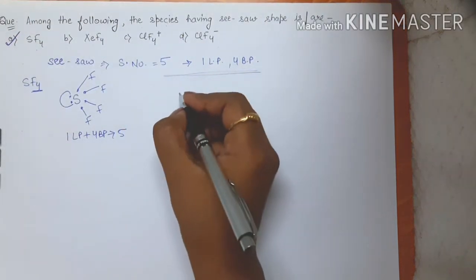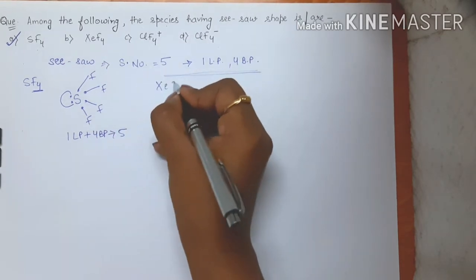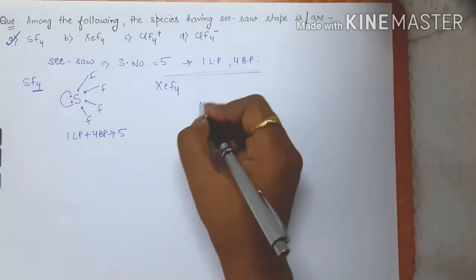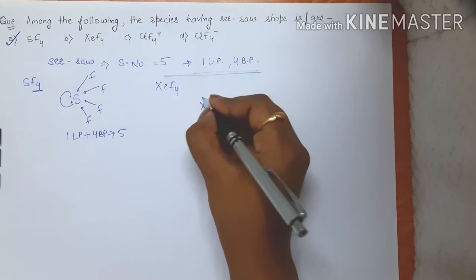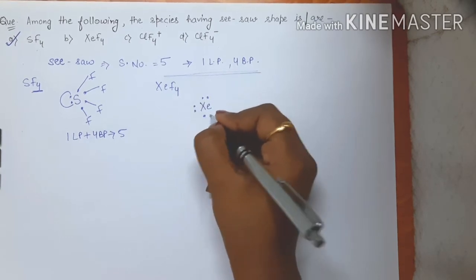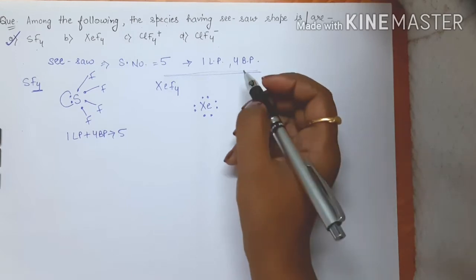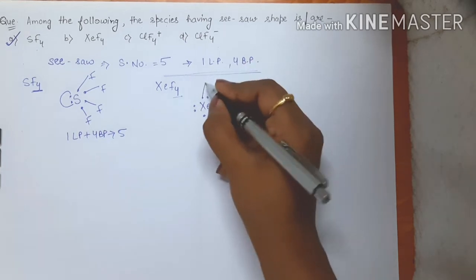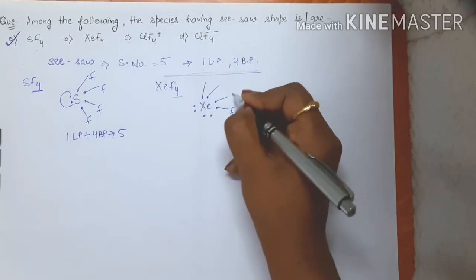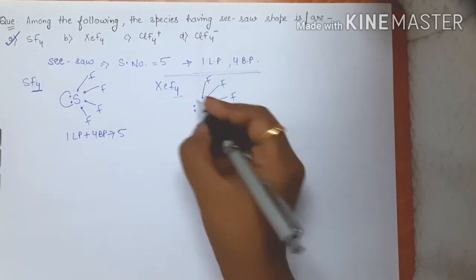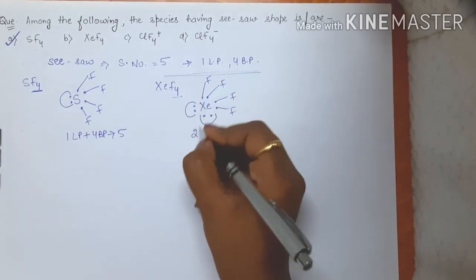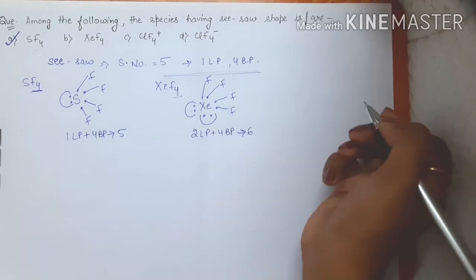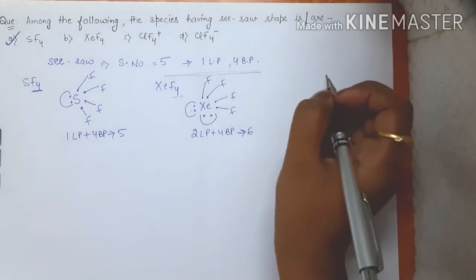Now moving on to the next molecule, which is XeF4. Here xenon will be the central atom. It belongs to noble gas family, so it will be having 8 electrons in the valence shell. Now this xenon is also attached with 4 fluorines. Fluorine is univalent, so it will be attached like this. So xenon will be having 2 lone pair plus 4 bond pair, giving you steric number 6. So it is not having seesaw shape.